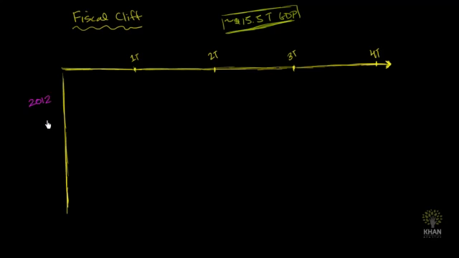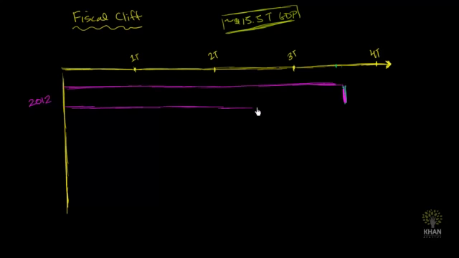In 2012, the U.S. government is spending $3.6 trillion. Let me make my graph a little bit more granular. This would be 3.5, so 3.6 is going to be right around here. Let me draw that, and I'll do it in this purple color for the expenditures. This is how much the federal government spent, or I guess is spending, in 2012. There we go. So that's expenditures.